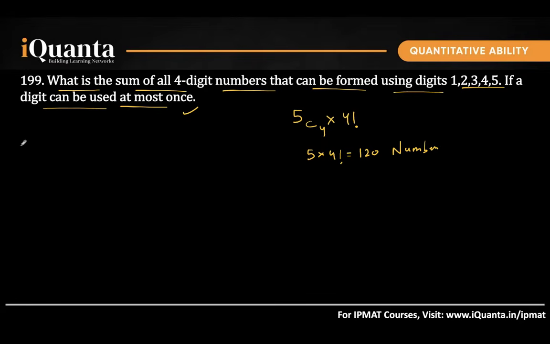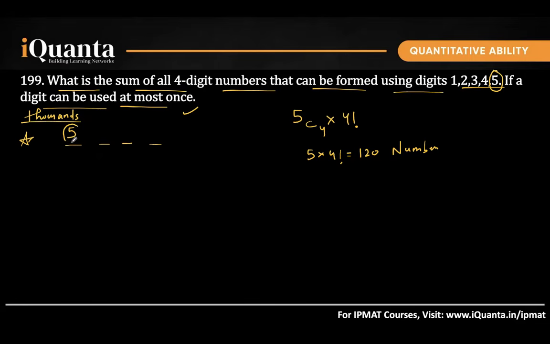Now one concept is very important here: each digit will occur at each position an equal number of times. We have 4-digit numbers, so we'll have 4 positions, isn't it? If I just talk about the digit 5, there will be 24 numbers in which 5 will occur at the ones, tens, hundreds, and thousands place. So I'm talking about the thousands place, okay? Why?